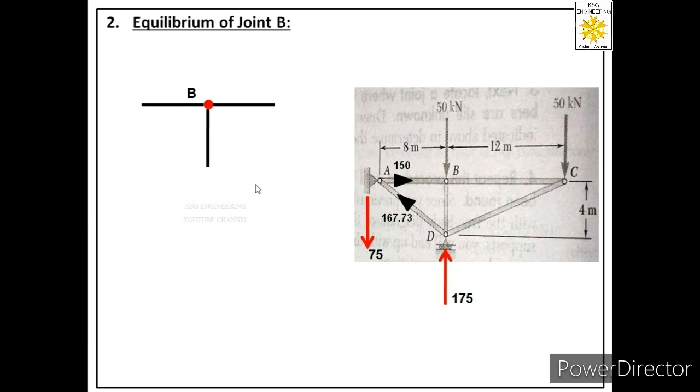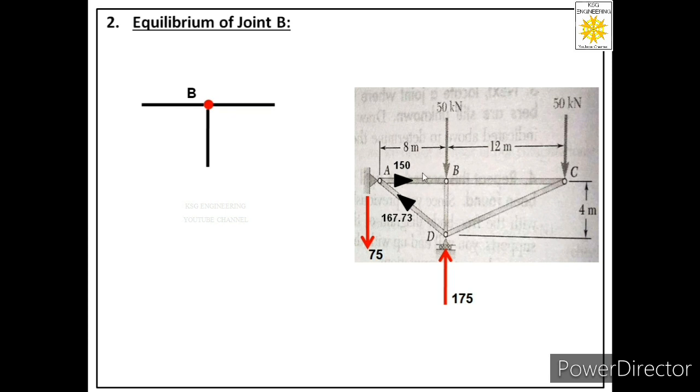Now in these three members we will show the direction of forces. We will start with the known member first. So out of these three members, this member is known to us, that is AB. Because for this member we have found the force when we were working on joint A, and that force was tensile force and magnitude was 150 kilonewton. So this member is known member.